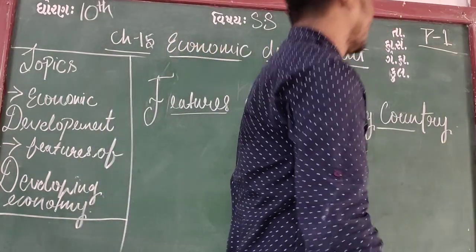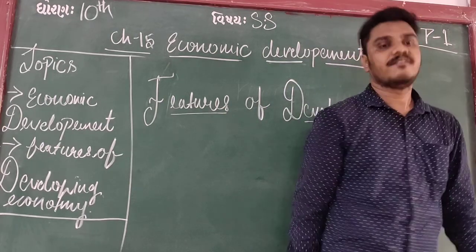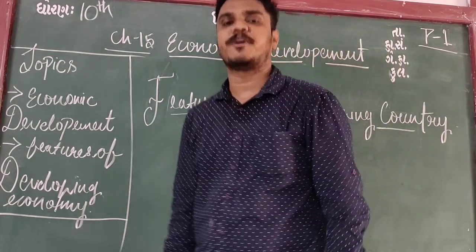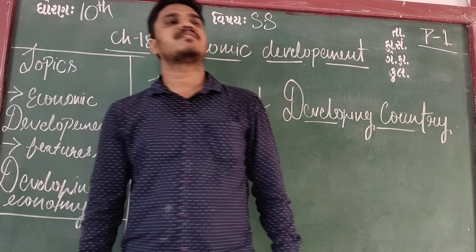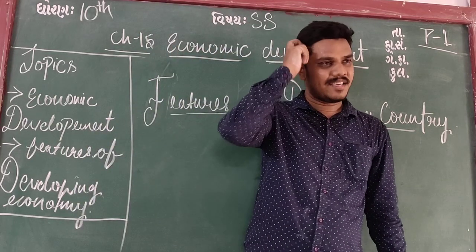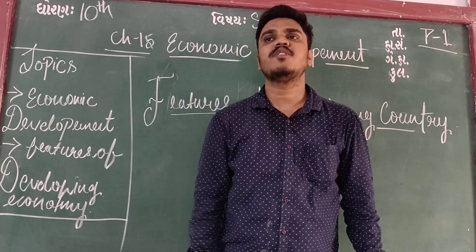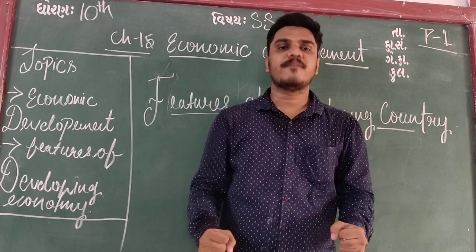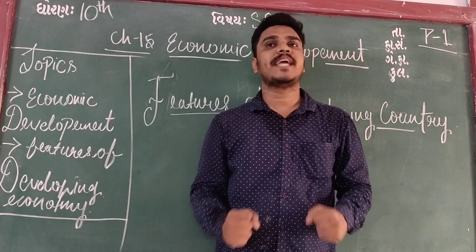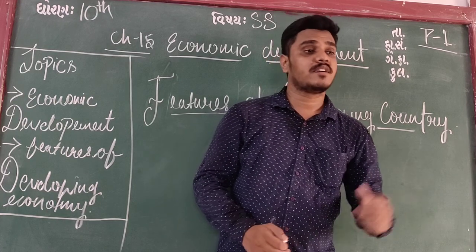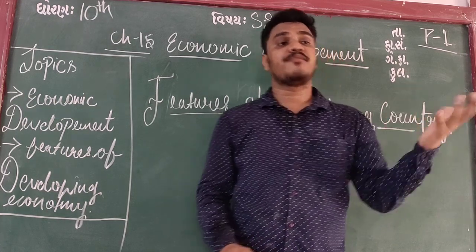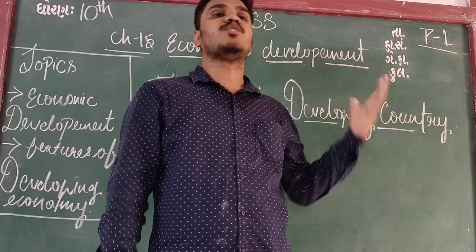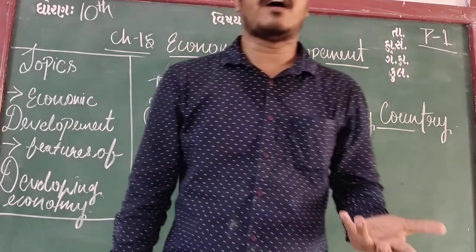Now we have unemployment. That's called berozgari. If a person doesn't earn anything, has crossed the age of 20-25, and is capable of earning, but is not getting a job which matches his class and quality, then this is called unemployment.